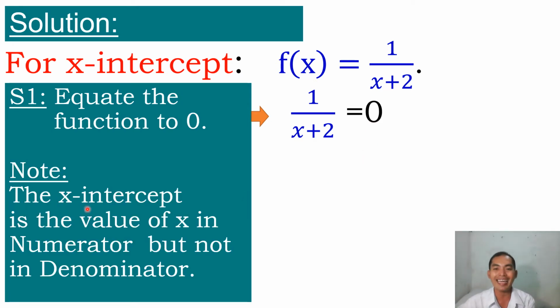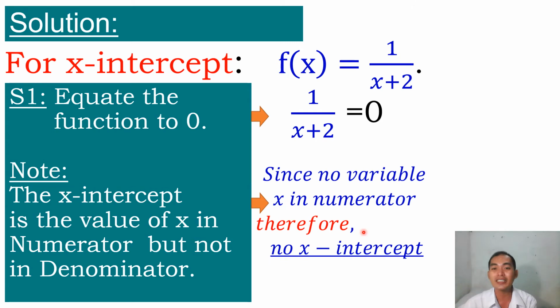Take note that the x-intercept is the value of x in the numerator but not in the denominator. So therefore, yung numerator natin ay 1. Walang x. So therefore, no x-intercept. Hindi po maglagay ng coordinate na (0, 0). Ang ibig sabihin nun, may x-intercept siya pero 0. Pag walang x-intercept, dapat ilagay nyo, no x-intercept. Pag wala siyang x-intercept, wala din siyang zero of the function. So, you have already two answers: no x-intercept and no zero of the function.